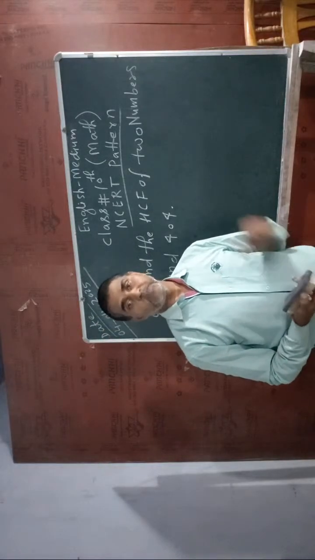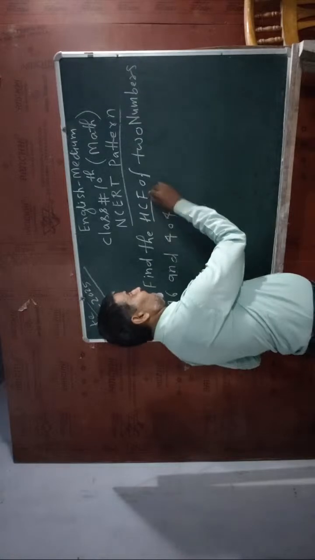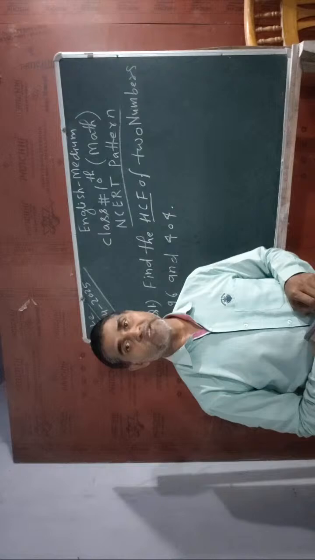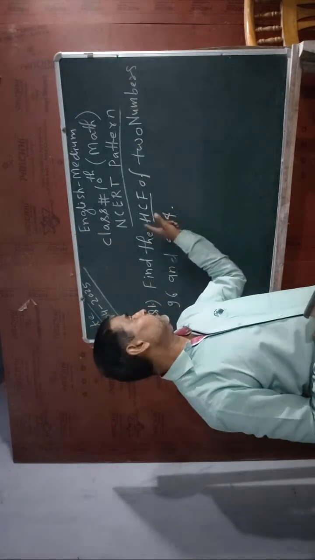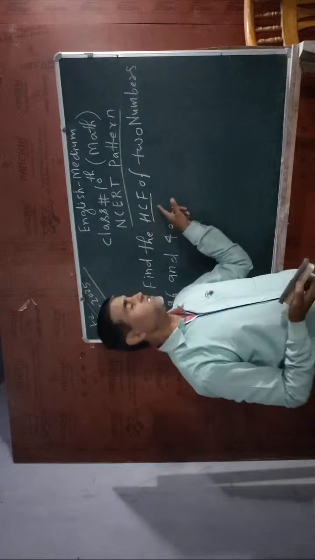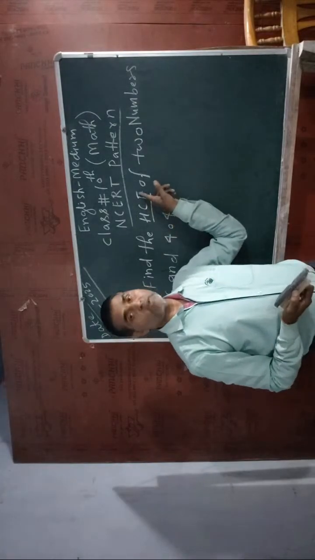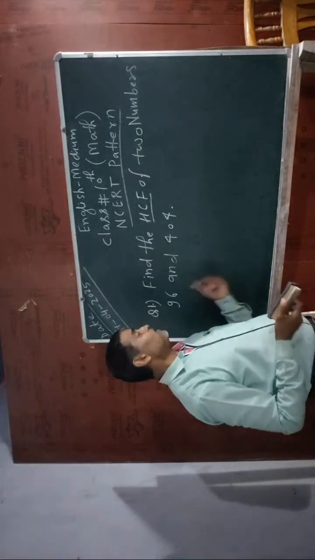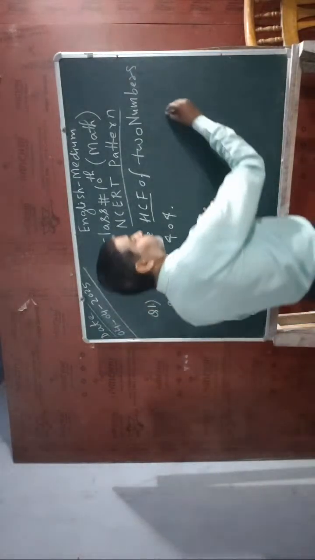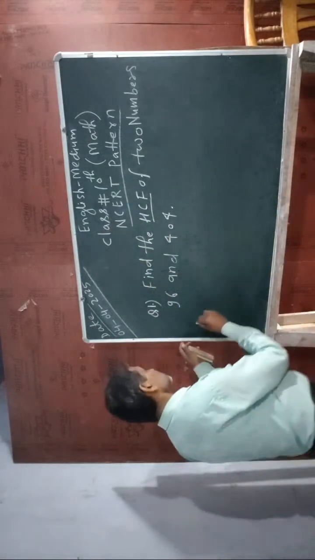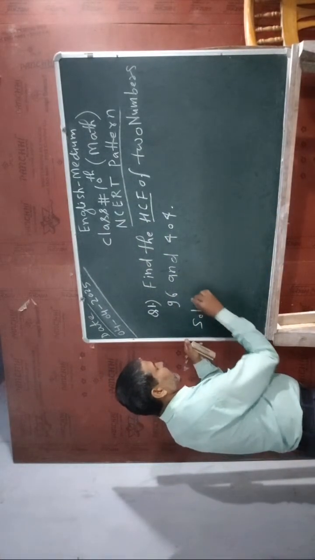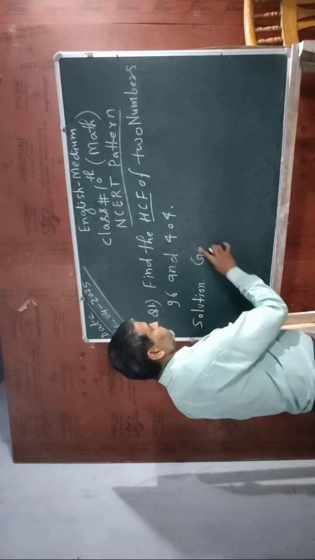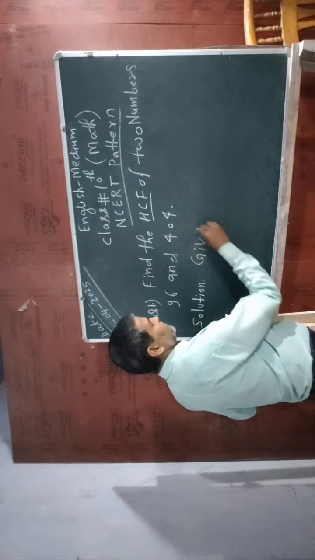And here the question is that you have to find HCF of the given two numbers. So first of all, I know H stands for highest, C stands for common, F stands for factor, highest common factor. First of all, we will take its factor. So here first of all, in first step, I will write solution, and then here I will write given that.